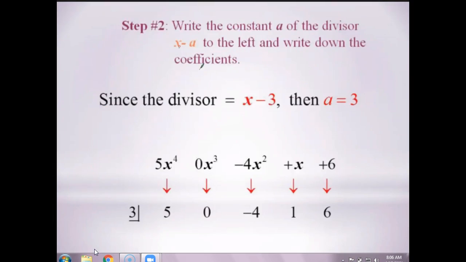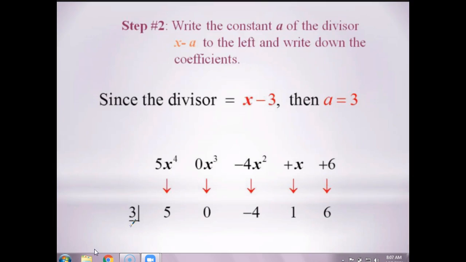Step number 2, whatever our divisor is, we are going to take the opposite of the number. So if our divisor is x minus 3, that 3 is going to go in the box. In the divisor it was x minus, the 3 is positive, so it goes back to h being the opposite of what it was. The divisor is always going to have the opposite sign in synthetic. So if it's x minus 3, then the box number is positive 3. If it was x plus 3, then the box number would be negative 3.